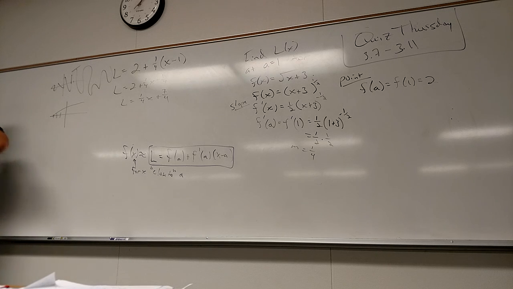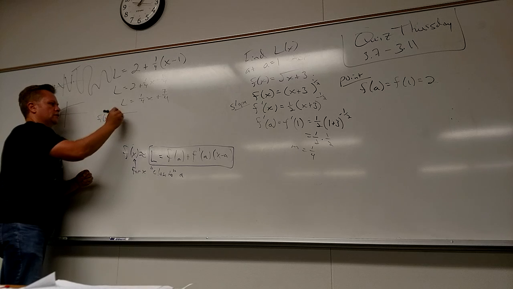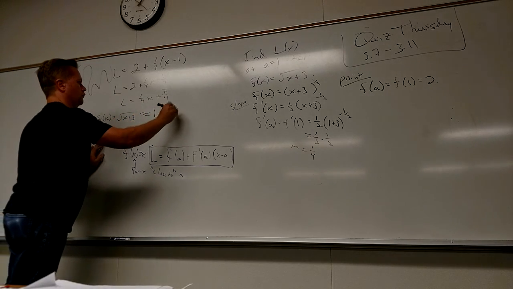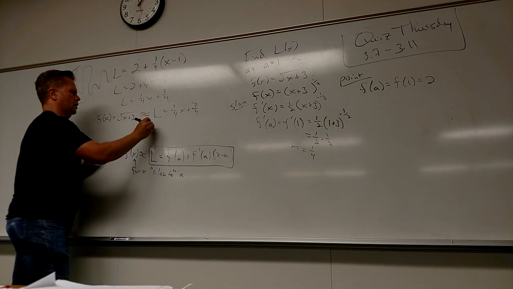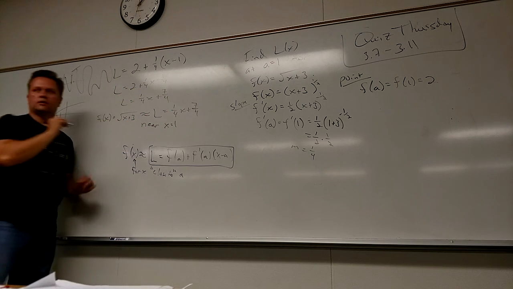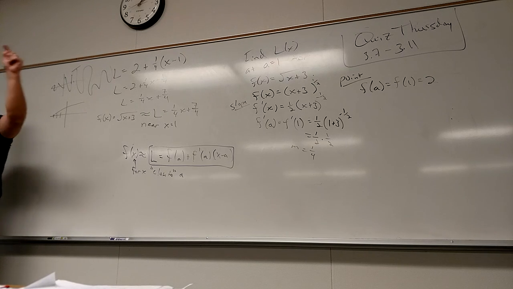So why do I say that? Because I want to check this out by using the next good input for x. So what have we just figured out? f of x, which is the square root of x plus 3, is approximately equal to L, which is 1/4 x plus 7/4, near x equal to 1, because that's what we built it on. That's the place where it works perfectly. So if I go a little bit away from 1, I should be off by a bit, because I'm using a straight line to approximate a curve.